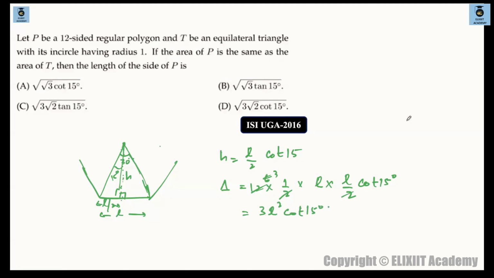Next we have the triangle, this equilateral triangle over here. Now let's focus on this equilateral triangle. There is one equilateral triangle with its incircle having radius 1 unit. You know that for an equilateral triangle, the incenter, circumcenter and all of them coincide. So for this equilateral triangle, if this is 1 unit, the remaining length will be 2 units.